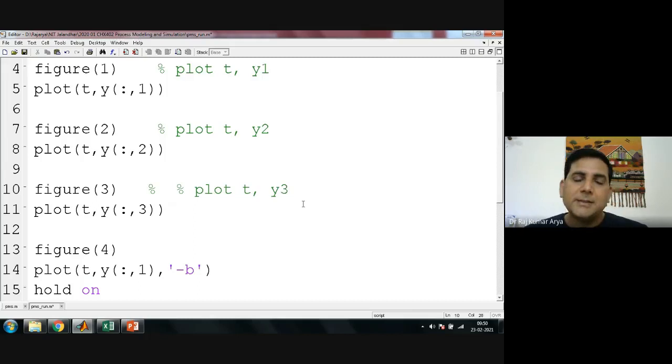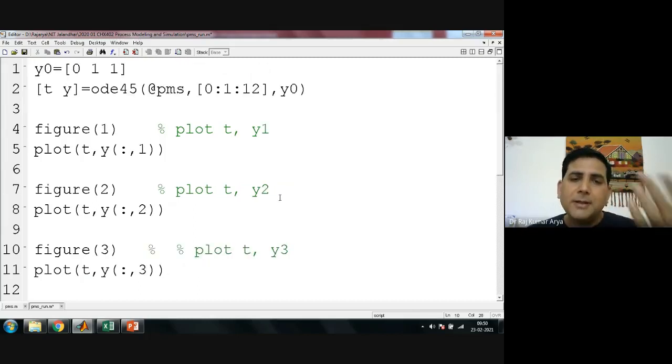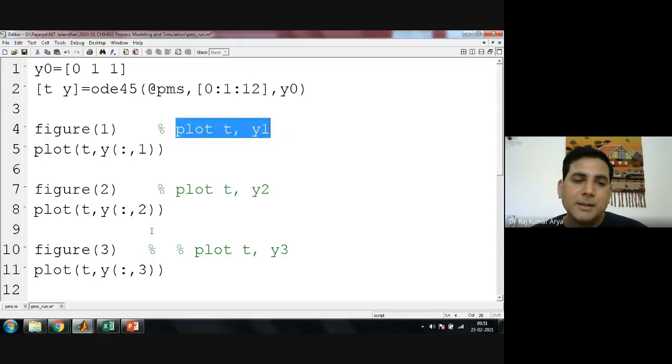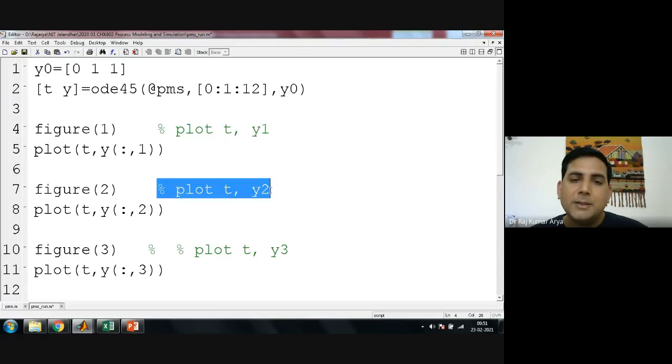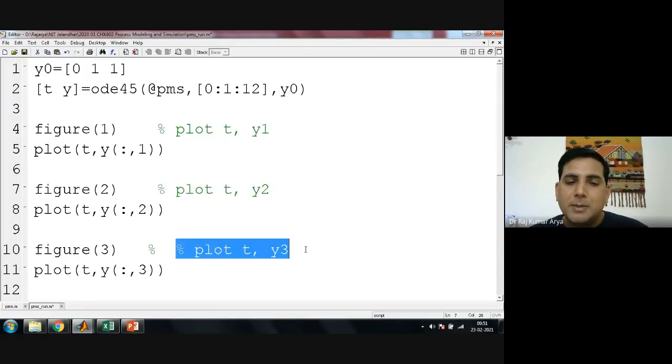So what does it do? If anyone else is going to read this particular file or program, he or she would be able to understand what this person is doing here. This person is just plotting t and y1, here this person is plotting this one, and here this person is plotting this one.